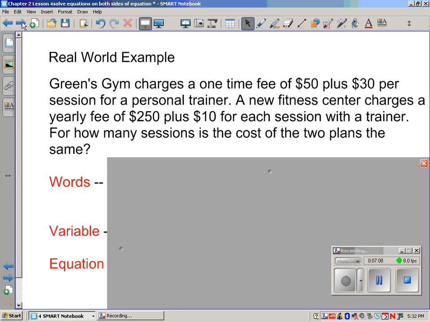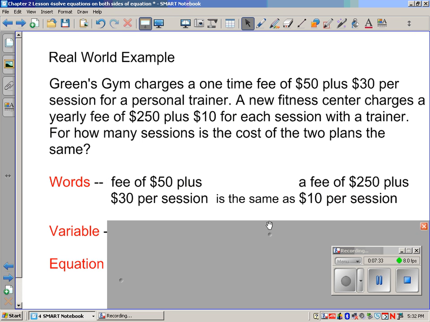So we're trying to see how many sessions it would take to equal out so the price for both gyms would be equal. Okay, what we want to do is to underline or circle keywords in the real world example that are needed. Please pause the video and do that at this time. Once you're completed, please start the video back up and double check your answers.